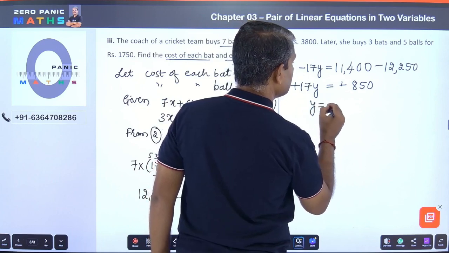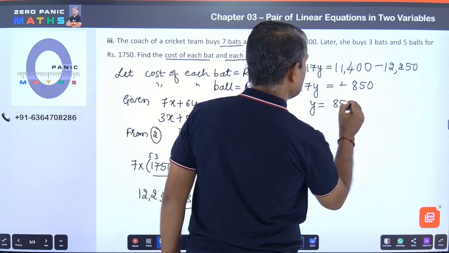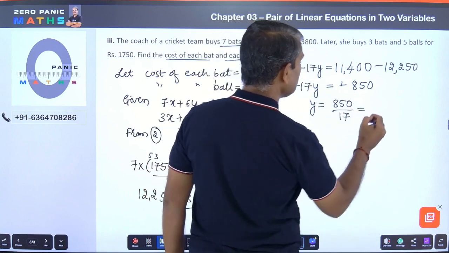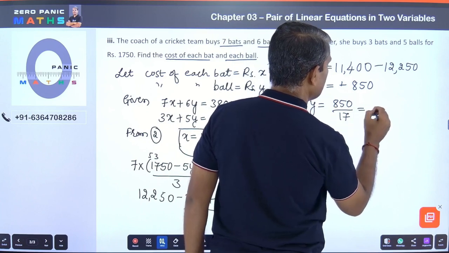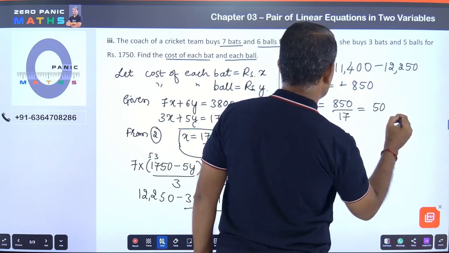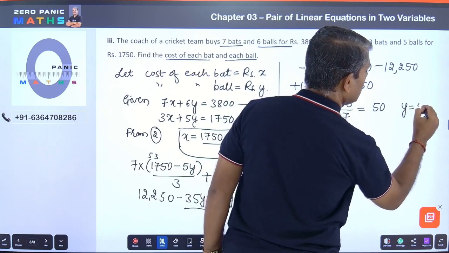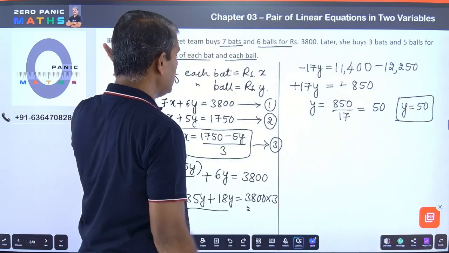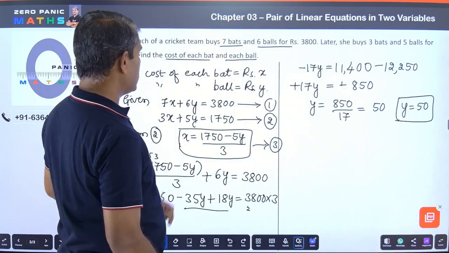So y is equal to 850 divided by 17, that is 50. 17 5s are 50, right? So y is equal to 50. Now let us substitute the value of y here in equation 3.